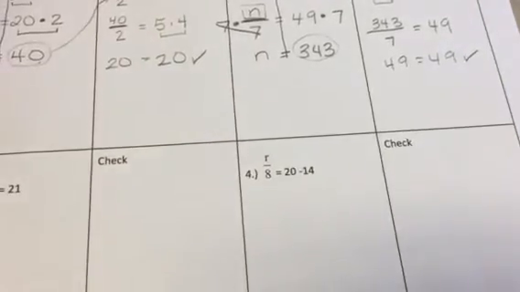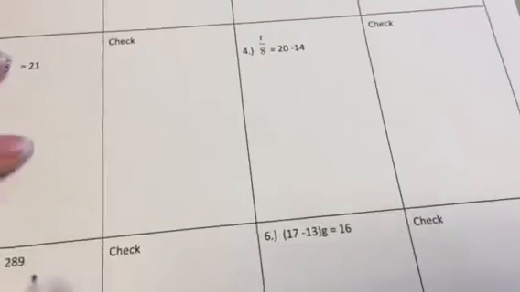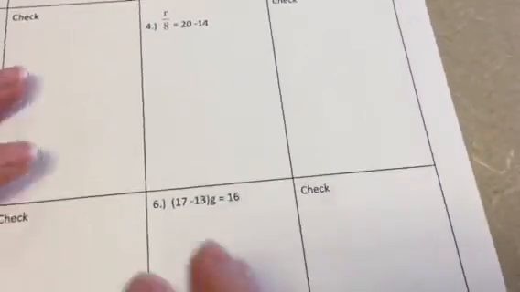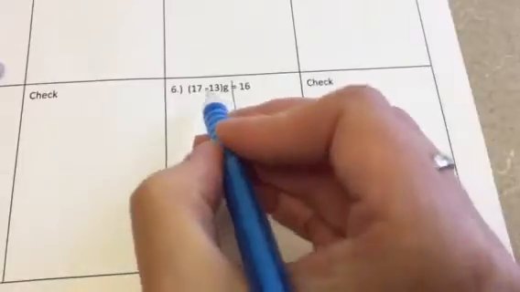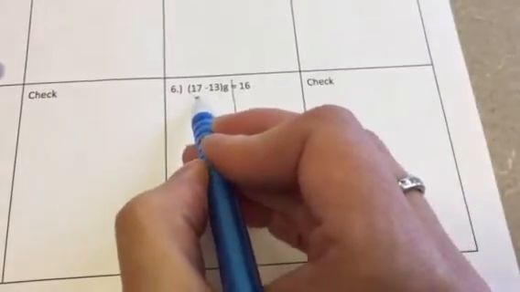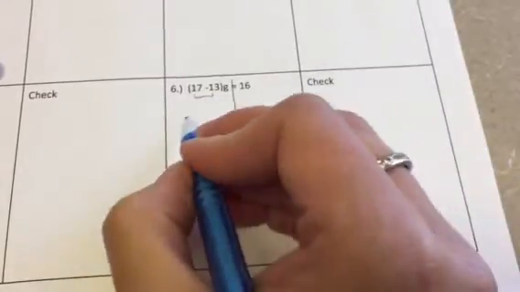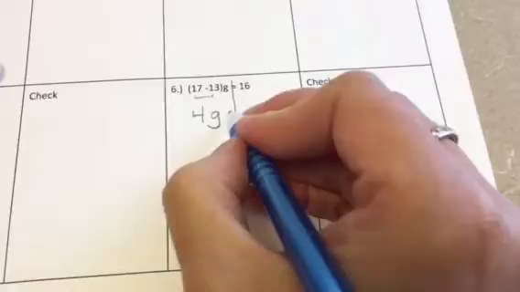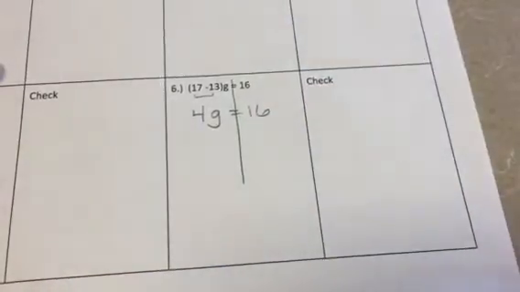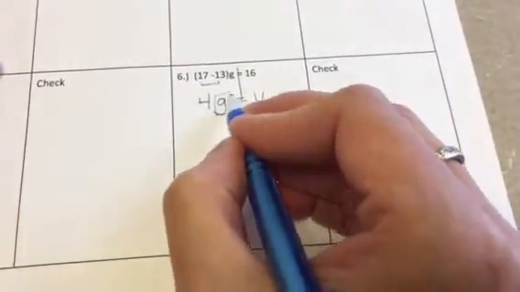All right, let's try and do one on the bottom. So let's skip to number 6, so we've tried at least one of each. I'm going to put my line down here. And first thing I'm going to do is solve this. 17 minus 13 would be 4 times g equals 16. Okay, I want to get g by itself.